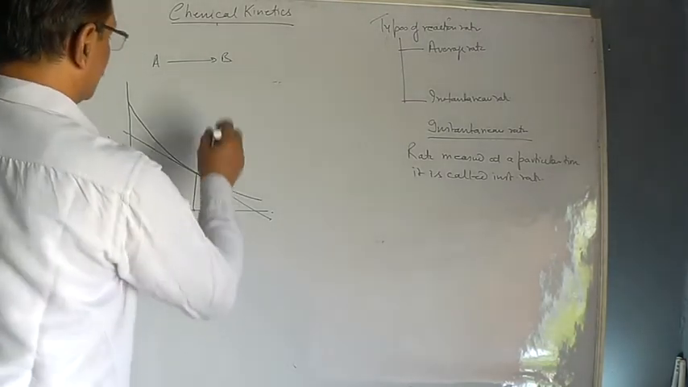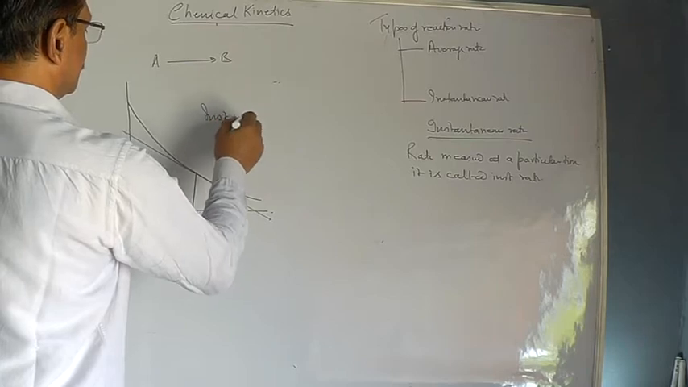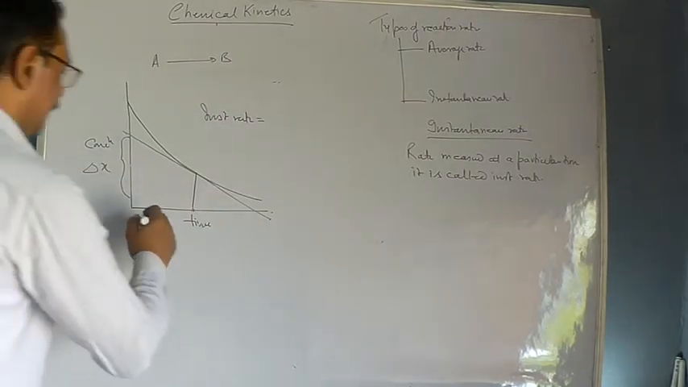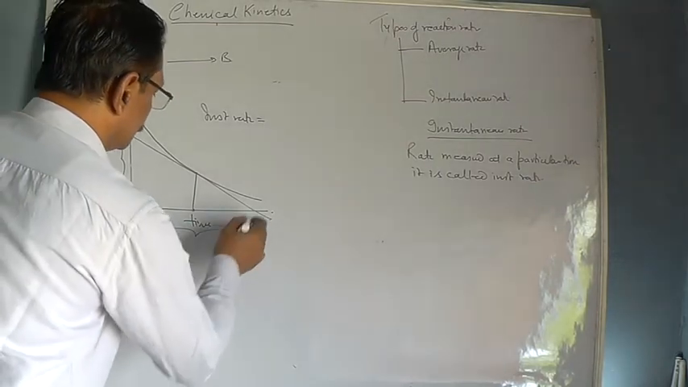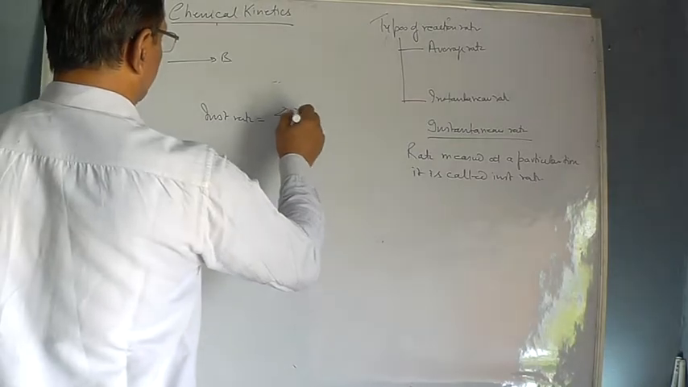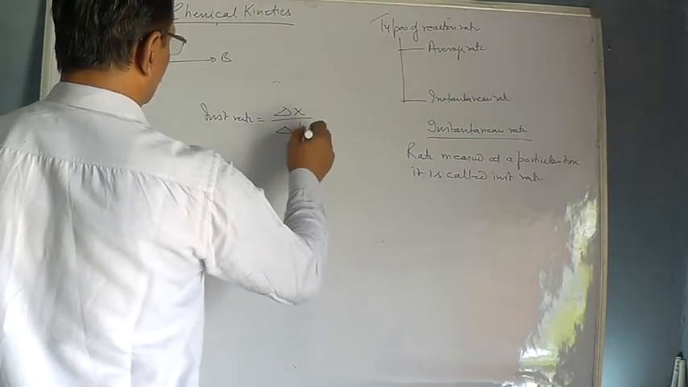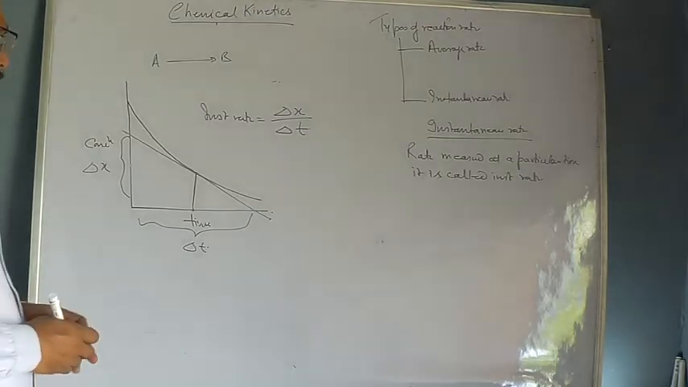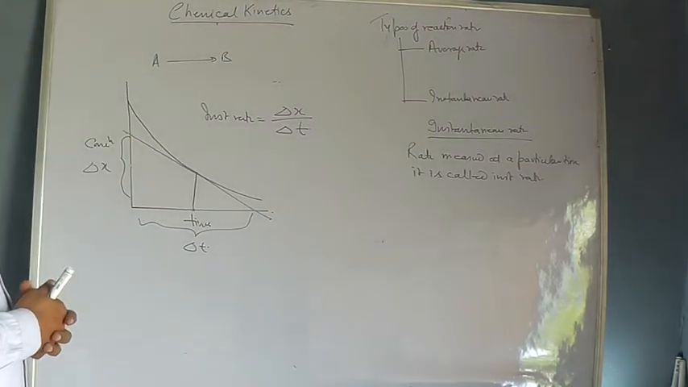So this is a tangent for this particular time. So how to write instantaneous rate? Instantaneous rate will be equal to, see, this will give you delta x and this will give you delta t. So instantaneous rate can be measured by delta x upon delta t. So this is a way to find out instantaneous rate graphically.